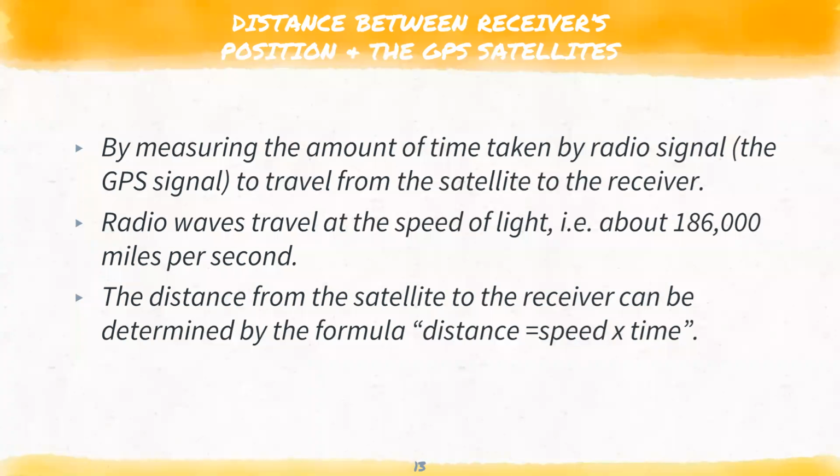The distance from the satellite to the receiver can be determined by the formula distance is equal to speed times time. Here the speed is 186,000 miles per second, and the time is the time taken by the radio signal to travel from the satellite to the receiver.